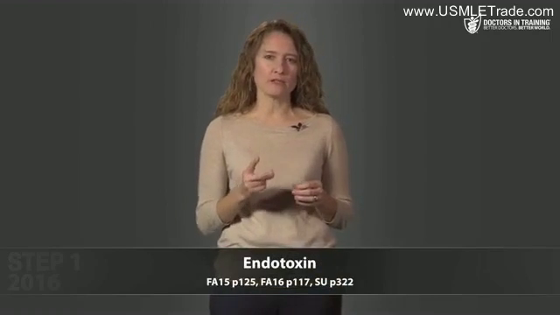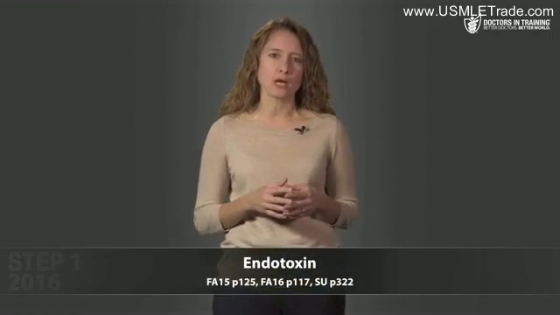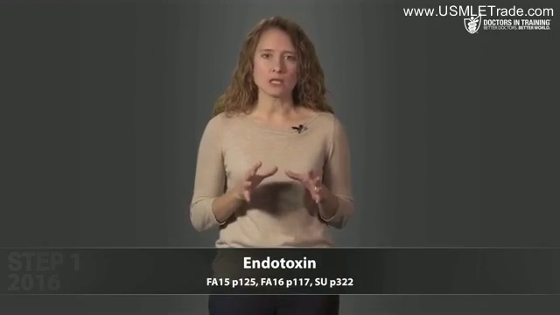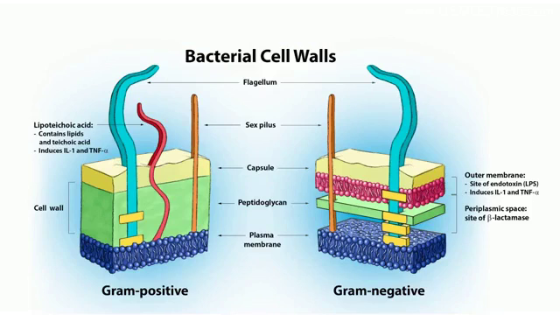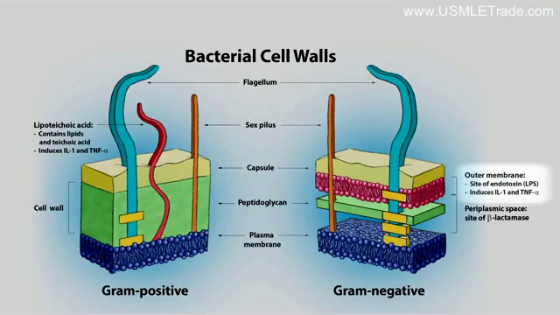Hi, I'm Dr. Schuford, and welcome to our Step 1 video on bacterial toxins. So today we're talking about toxins. Toxins are poisonous substances produced by microorganisms. Now, we're going to talk about two different kinds of toxins, endotoxin and exotoxins. Let's start with endotoxin. Endotoxin is found within the outer membrane of gram-negative bacteria.